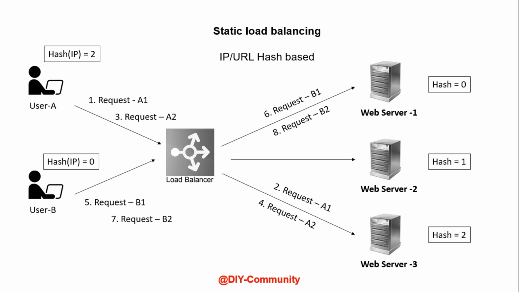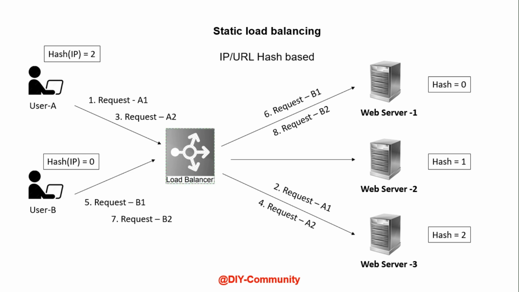Hash-based static load balancing algorithm is also very popular and very convenient to use. This algorithm applies a hash function on the incoming request. The incoming request will contain an IP address or a URL, and some kind of hash algorithm is used to generate a hash key. The admin will configure web server 1 in this case to process hash key 0, web server 2 to process hash key 1, and web server 3 to process hash key 2.